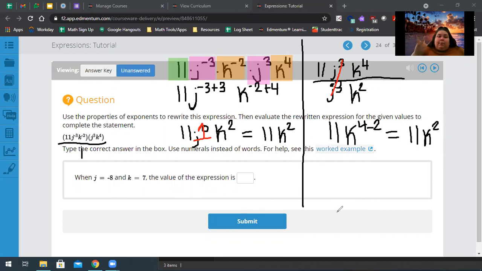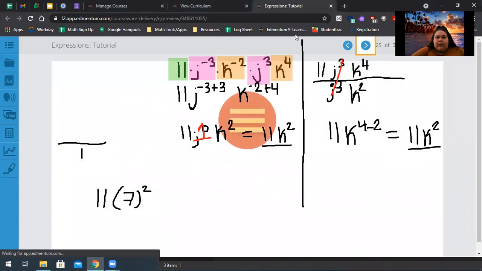You don't even need to plug in both. You just need to plug in one. So again, I'll go ahead and have you do that step on your own. So 11k squared. So you'll have 11, and instead of k to the 2 power, you are going to replace k with 7. So 7 to the 2 power. Go ahead and multiply that out for me. 7 to the 2 power, or 7 times 7, multiply your 11. That will be your final answer there for slide 24.